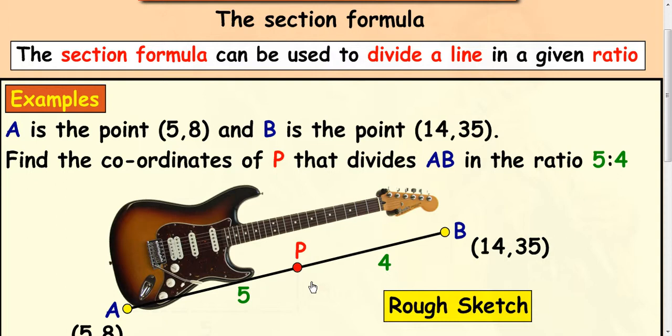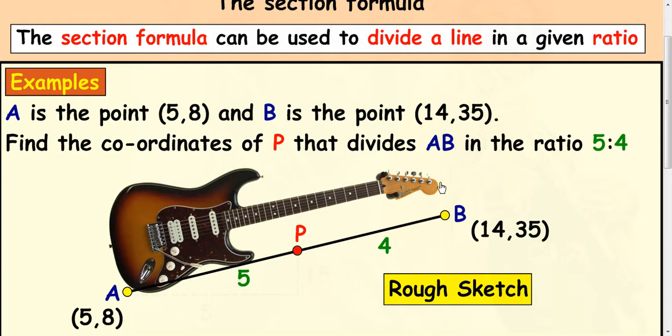We can use vectors to do this. So let's look at this example. A is the point 5, 8. You can see it in the diagram here. I just put a guitar in. You don't need a guitar here. It could just be a line, but I like guitars and so I used it. Anyway, so A is the point 5, 8 and B is the point 14, 35.